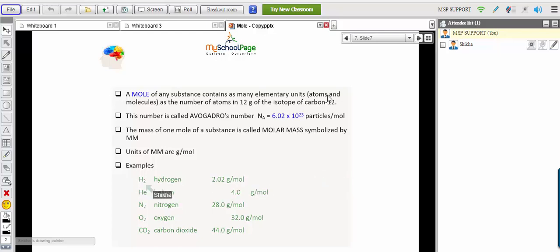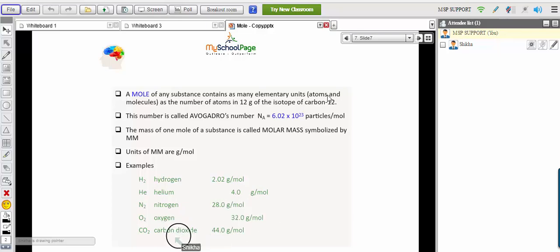For example, hydrogen exists in a diatomic state, so its molar mass is going to be 2.02 grams per mole. If we speak about helium, it is a noble gas. It exists in a monoatomic state, right? So therefore, its molar mass is going to be 4 grams per mole. If you see nitrogen and oxygen, both of these gases are non-metals. They exist in the diatomic state. In this example, you could see their molecular mass would be their molar mass.